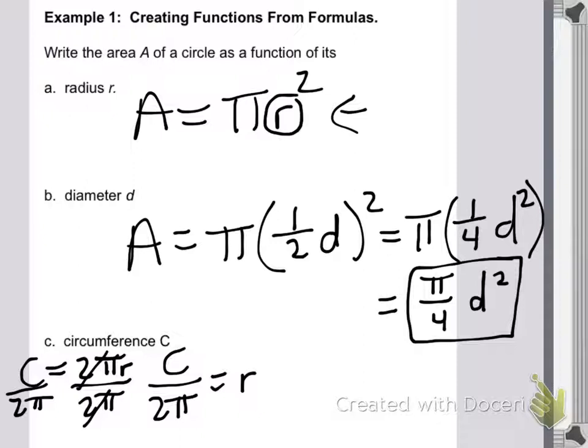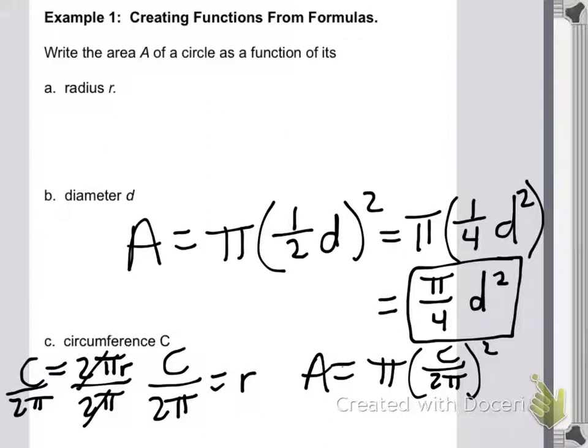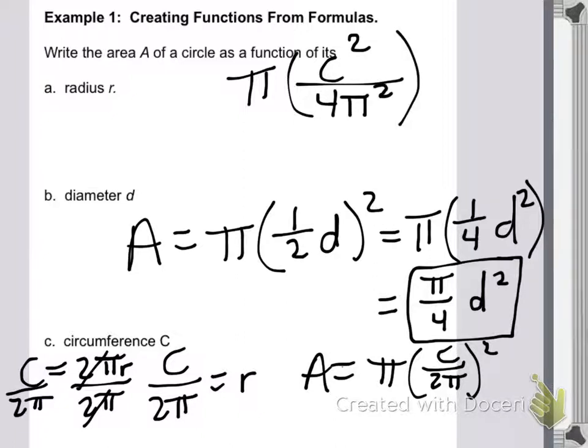Now, I'm going to take that and I'm going to plug it in for r. Okay. Now, we've got a lot of work to do here. Couple things. I'm going to erase some of this because I need more room. Okay. If I square that fraction, I get pi times C squared over 4 pi squared. So I just squared everything in that fraction.